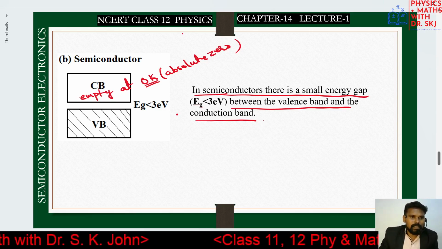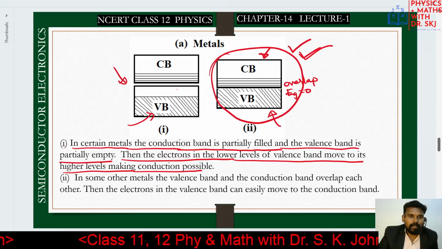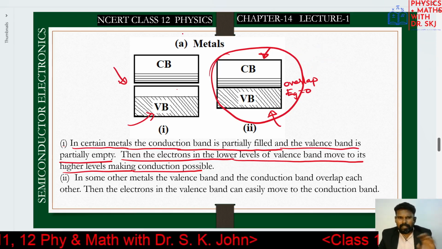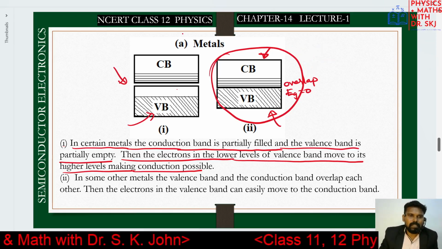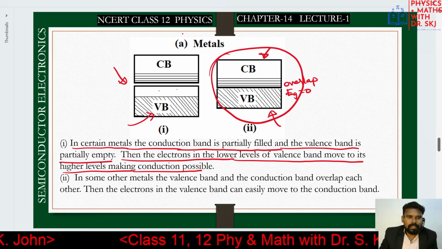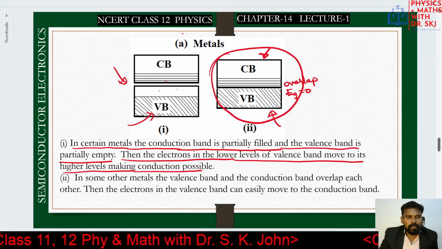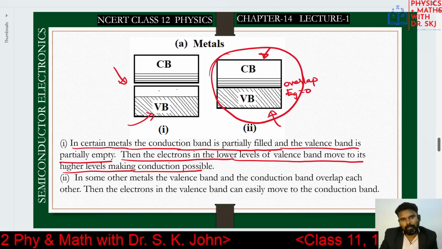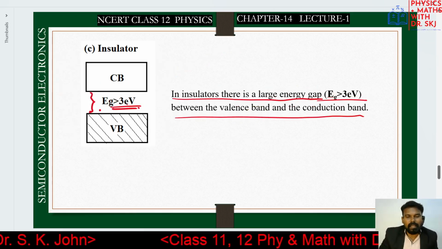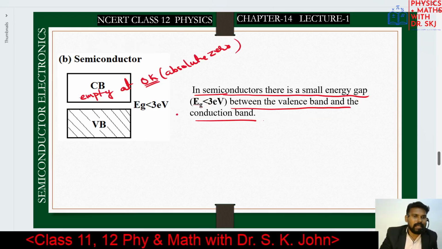When you study the band diagram, you have to study that in most of the metals, the valence band and conduction band overlap each other. But in some metals, the valence band is partially empty and the conduction band is partially filled. So these partially empty levels in the valence band constitute a conduction, and the electrons in the conduction band can also contribute to the conduction. In semiconductors, there is a small energy gap between the valence band and conduction band. In insulators, there is a large energy gap greater than 3 electron volt. In semiconductors, it is less than 3 electron volt.